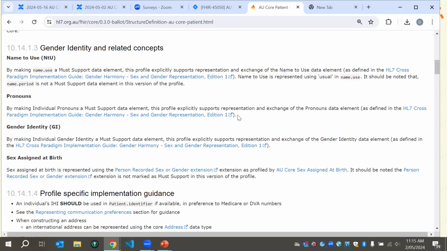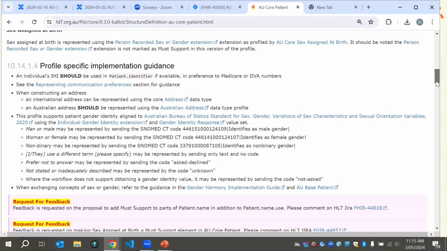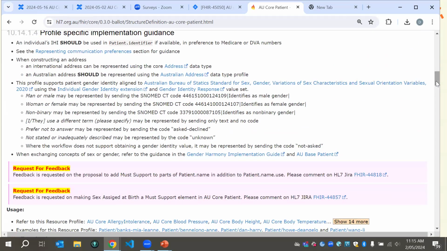Okay. I guess at a minimum, even if there was just a bit of profile specific guidance that referenced the pronouns value set, I think that would at least make it more visible. I think Danielle's suggestion of putting it under this profile specific guidance is a good idea.